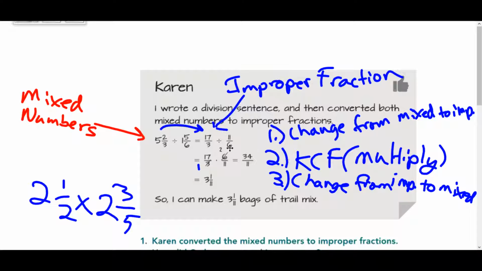Then we do our keep, change, flip, where we change division into multiplication by multiplying by the reciprocal, or the multiplicative inverse.